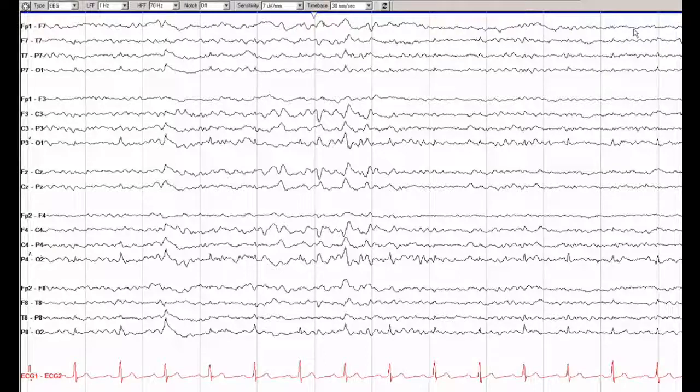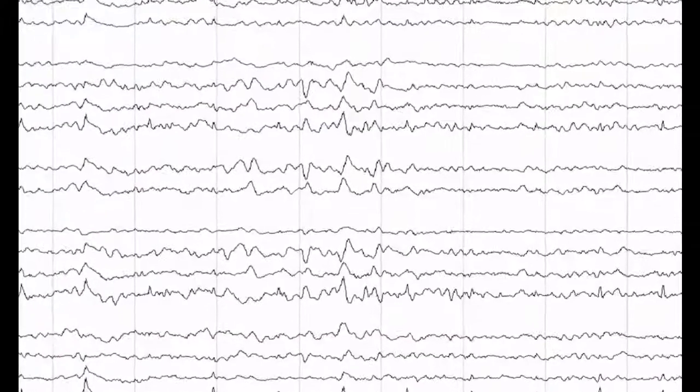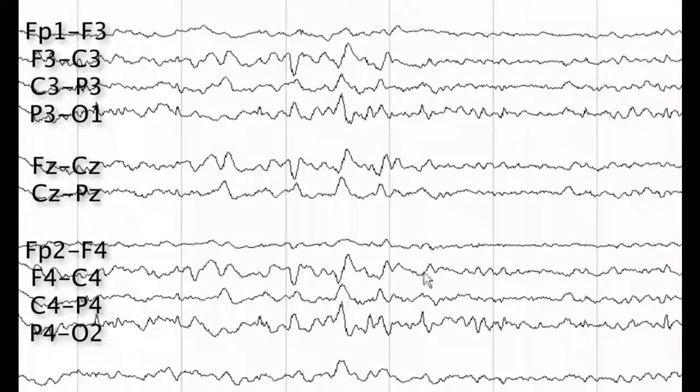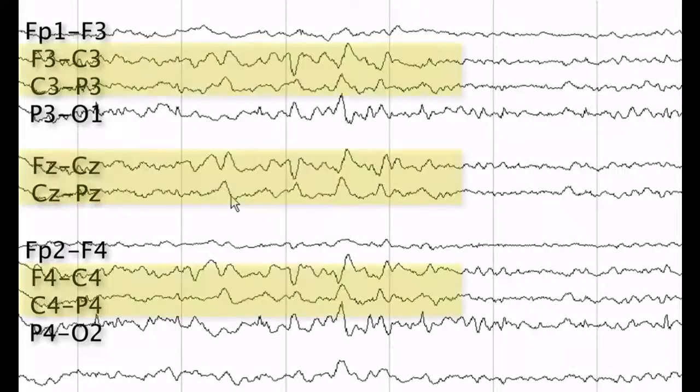I would focus your attention to the center of this screen. You can see that there are slightly high voltage, sharply contoured waveforms occurring in a run, which are best seen in the central chains, both on the left, on the right, and in the midline.